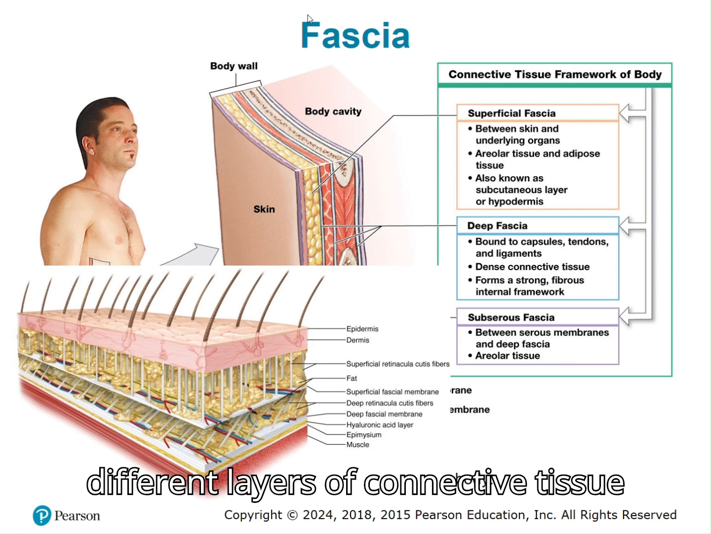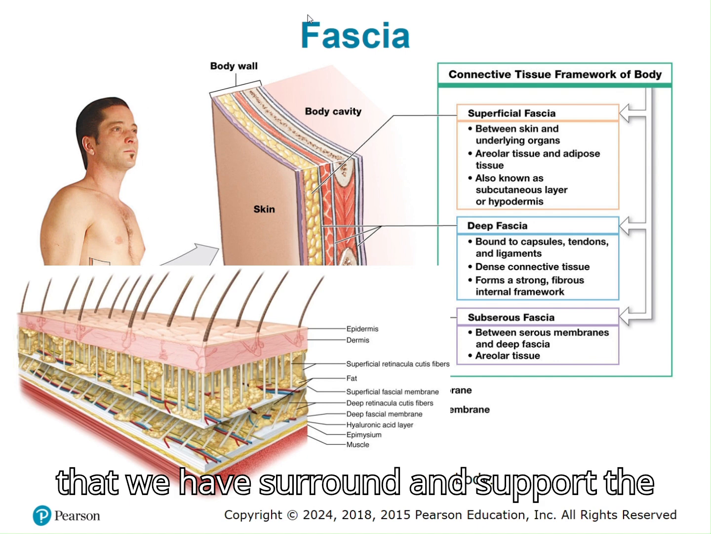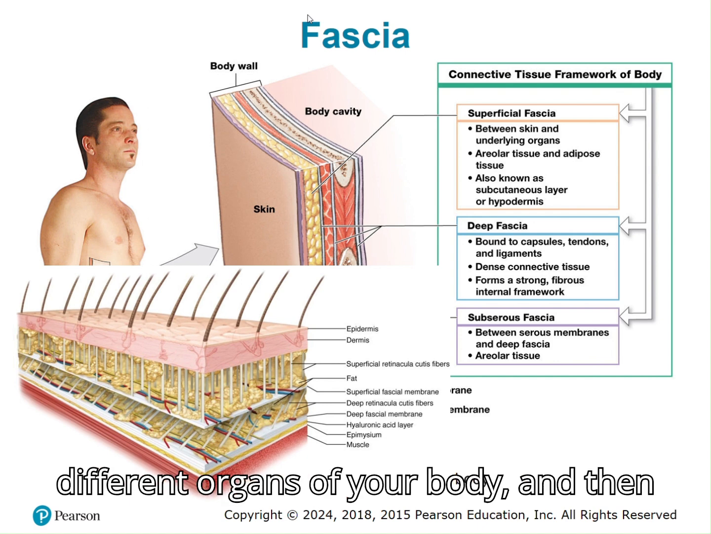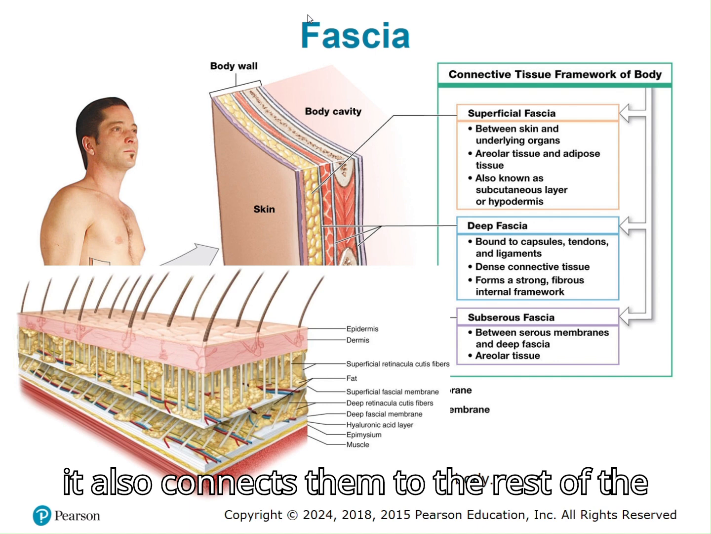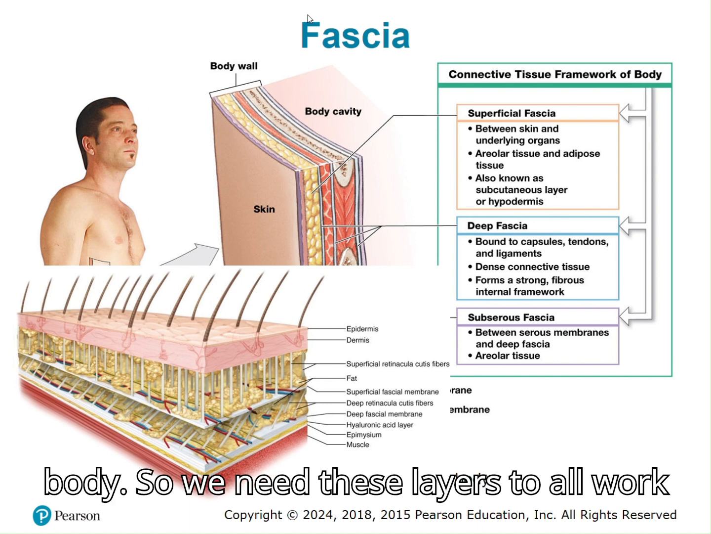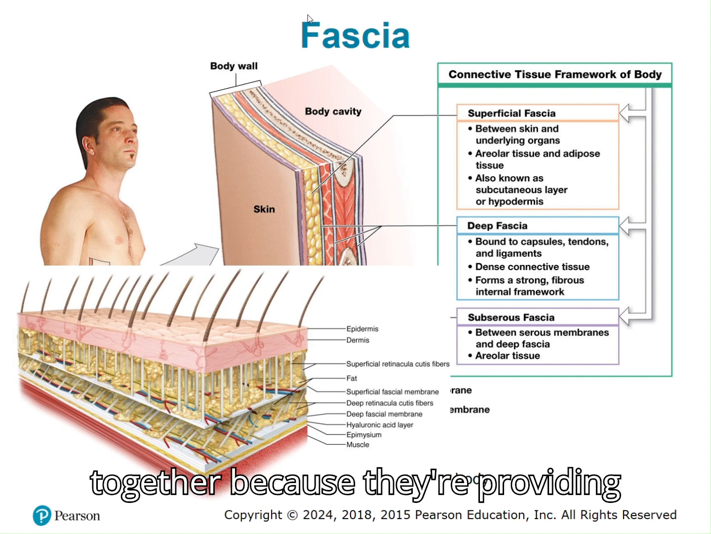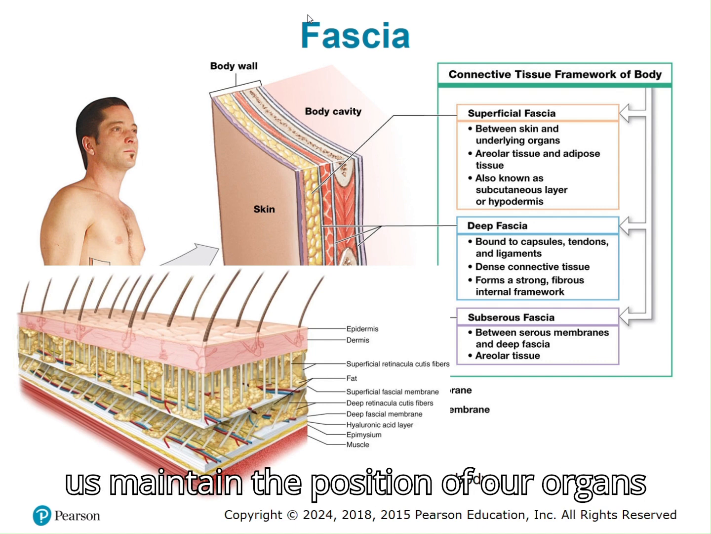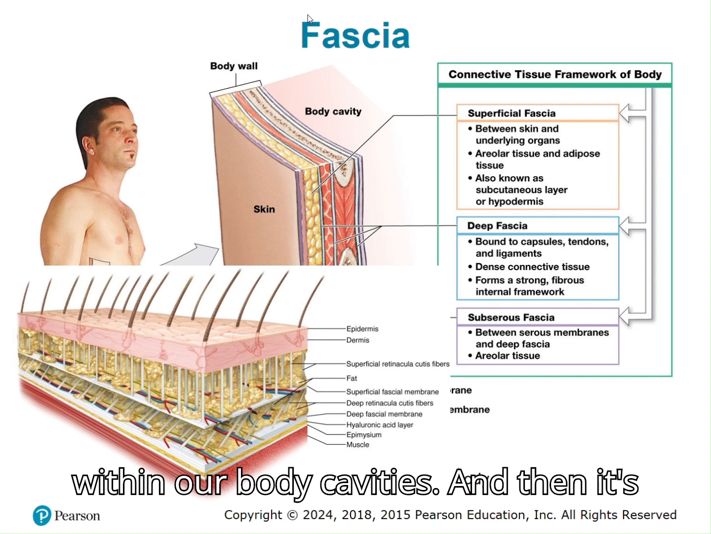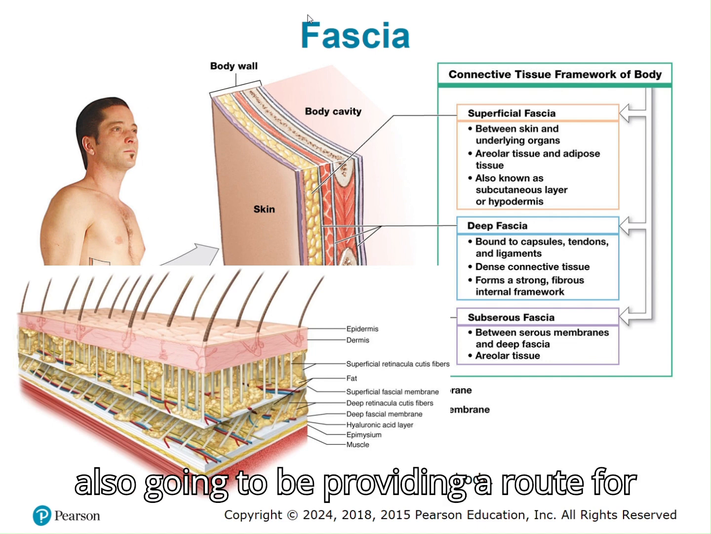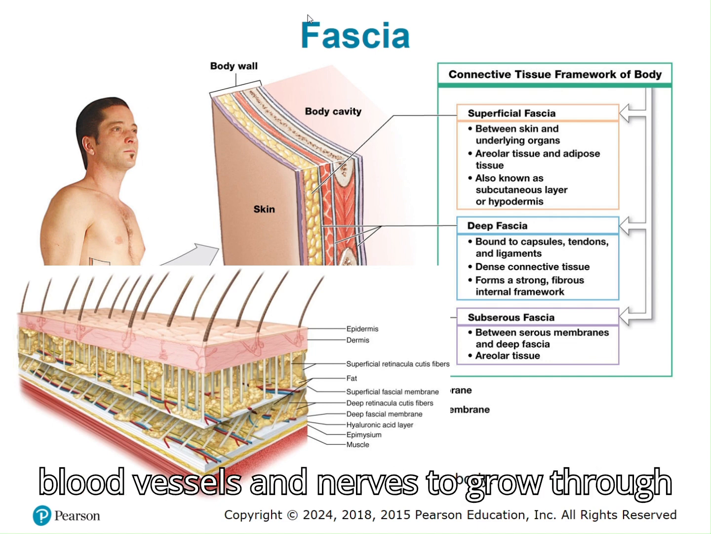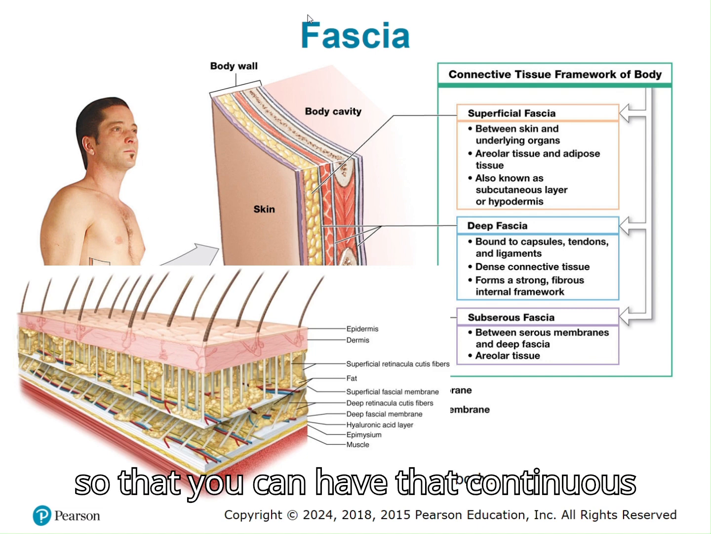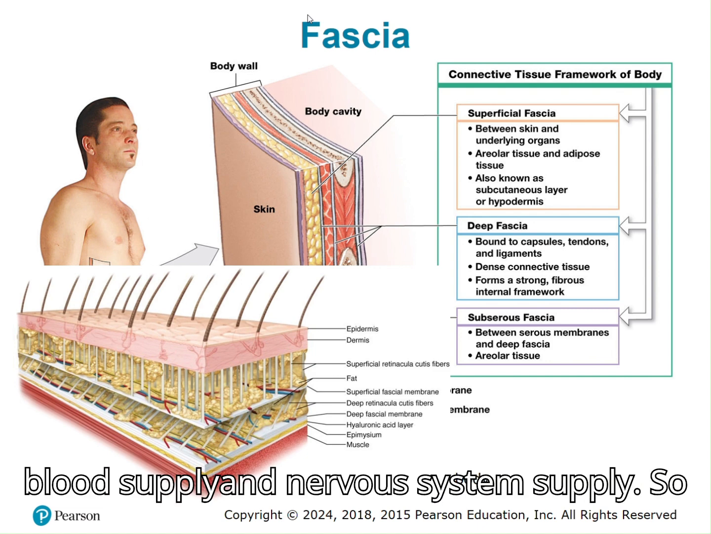The different layers of connective tissue that we have surround and support the different organs of your body, and then it also connects them to the rest of the body. So we need these layers to all work together because they're providing strength and stability, they're helping us maintain the position of our organs within our body cavities, and then it's also going to be providing a route for blood vessels and nerves to grow through so that you can have that continuous blood supply and nervous system supply.